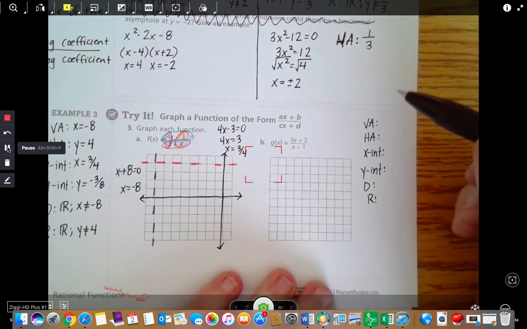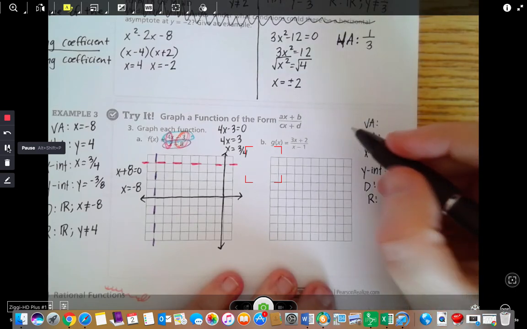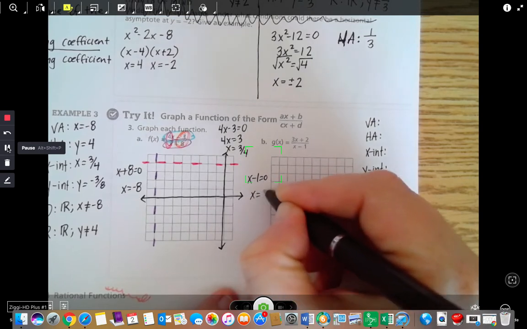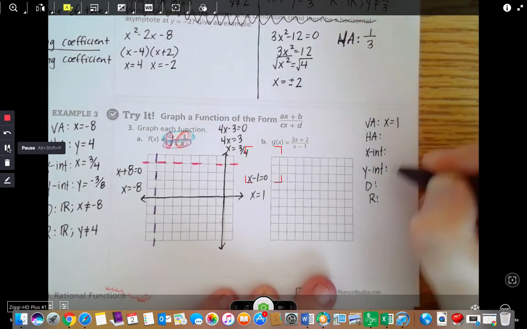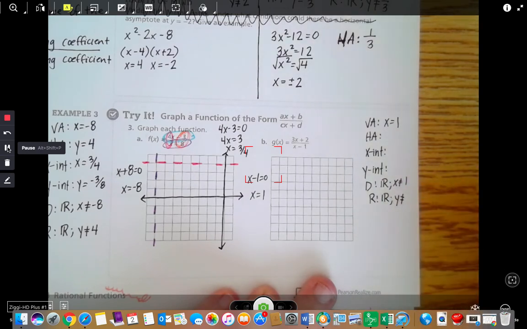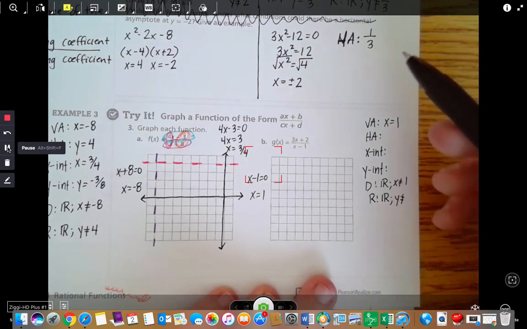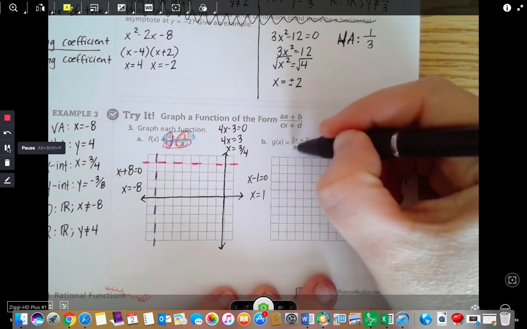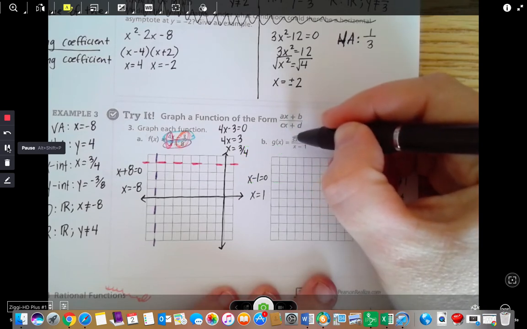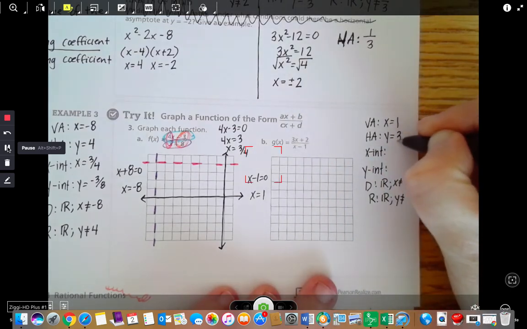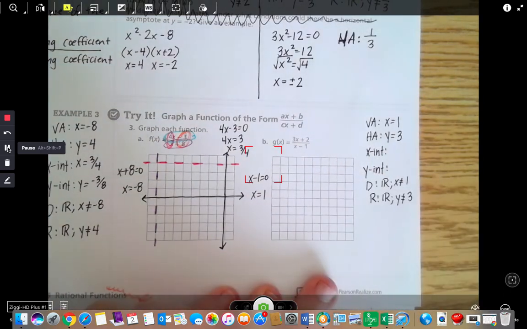Alright, vertical asymptote comes from your denominator. So we say x minus 1 equals 0. So that means x equals 1. Domain is all real numbers except x cannot equal 1. Next I've got a horizontal asymptote that comes from your leading coefficients if these are the same degree, which they are. 3 over 1 is y is equal to 3. So range is all real numbers except y cannot equal 3.